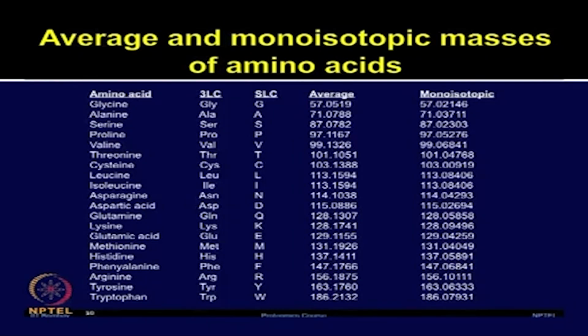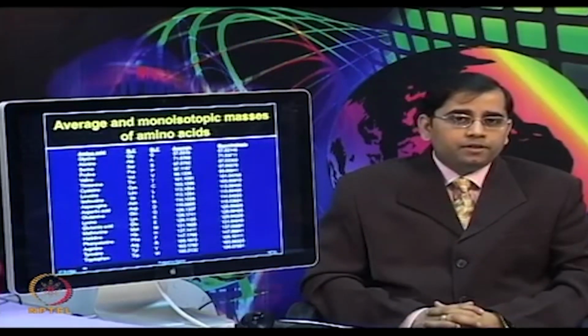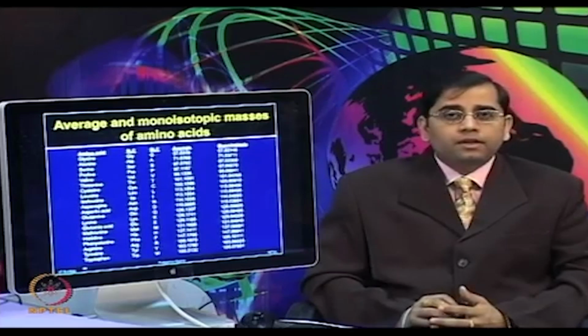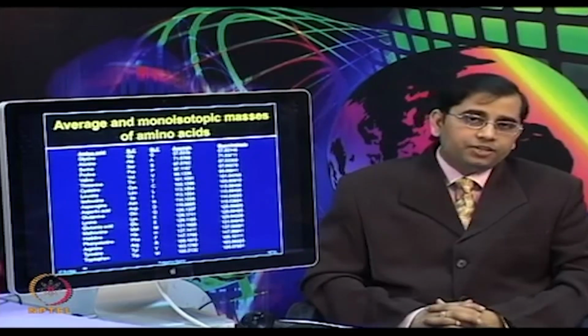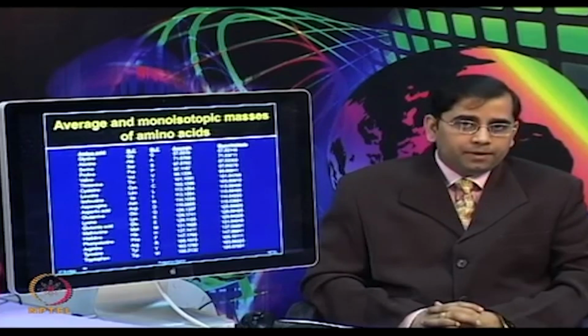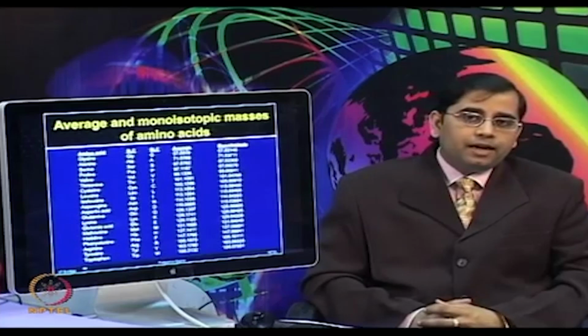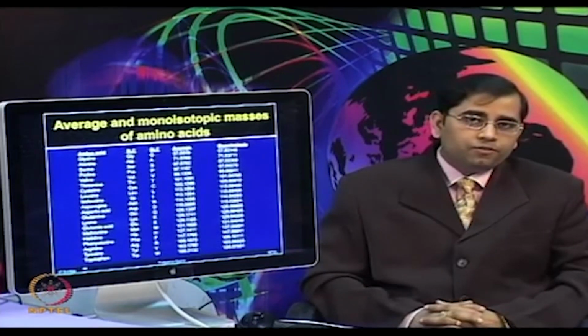It is the sum of masses for the most abundant isotope of each element. The average mass of an element is the average of the isotopic masses of each element weighted for the isotopic abundance. I hope you are able to distinguish the average and monoisotopic masses of amino acids.